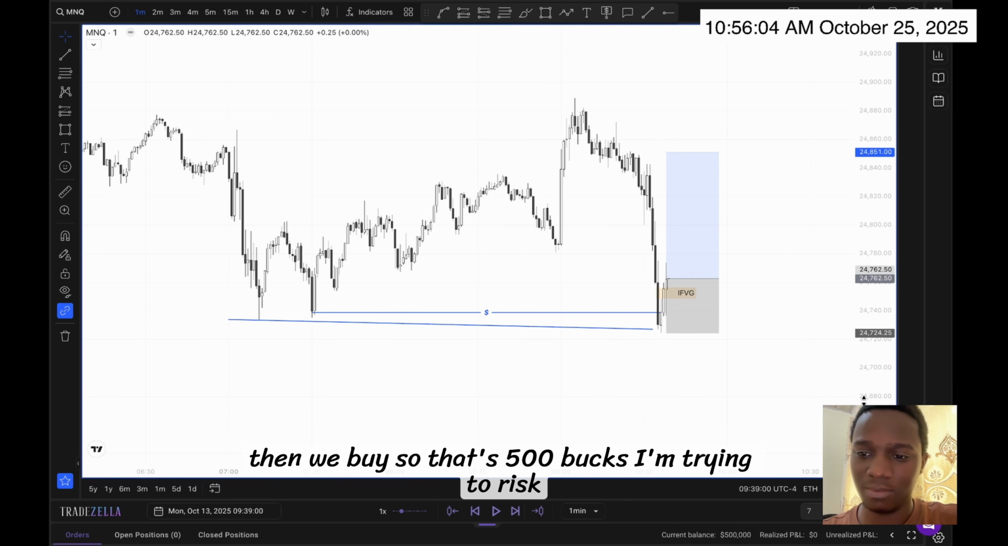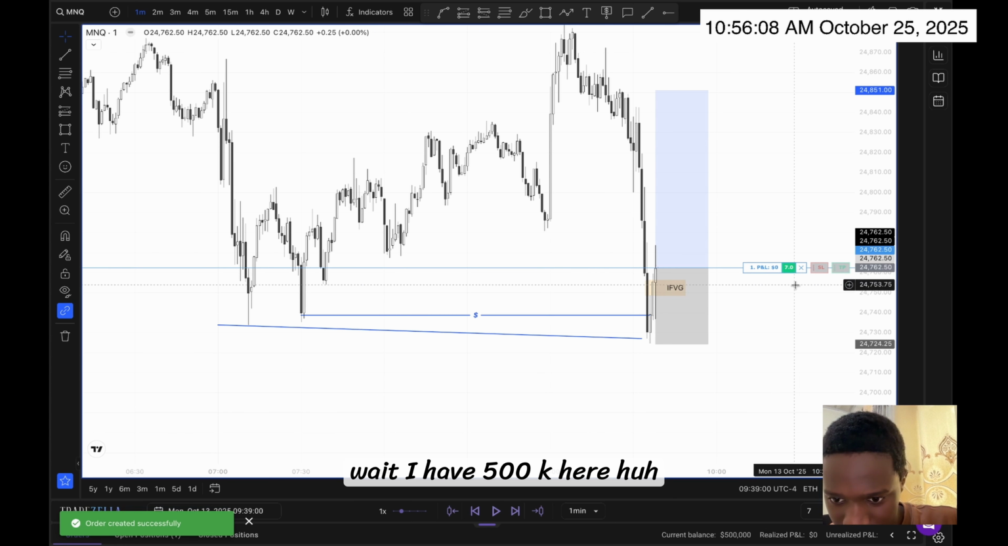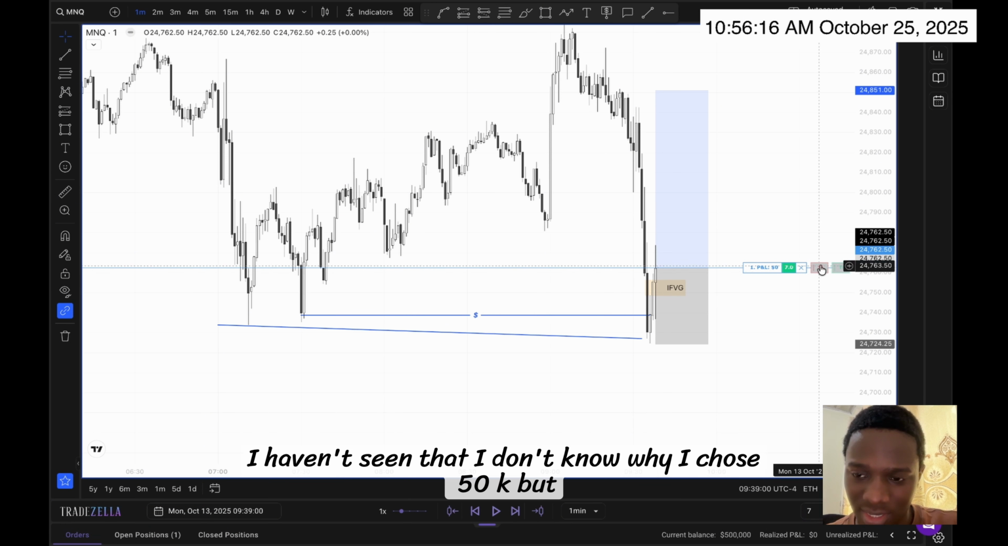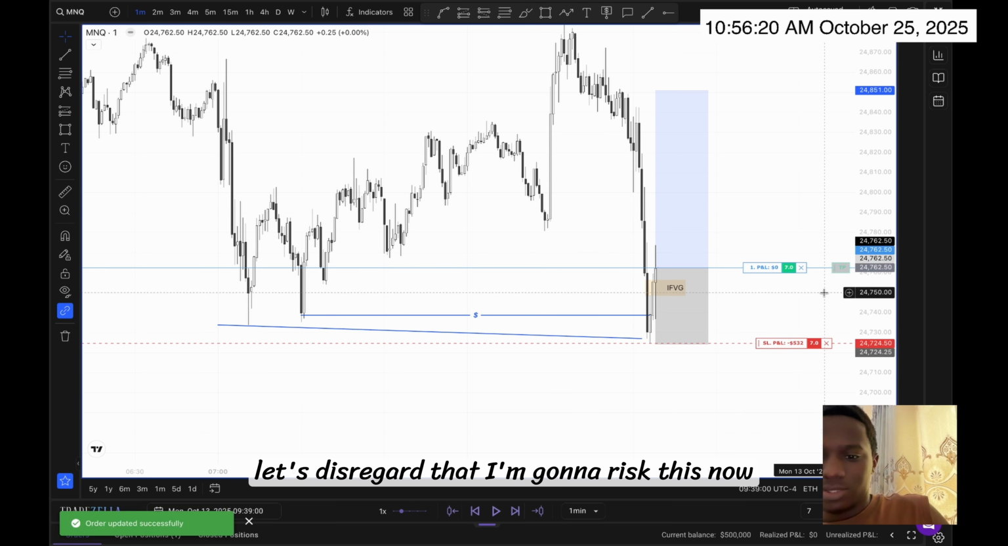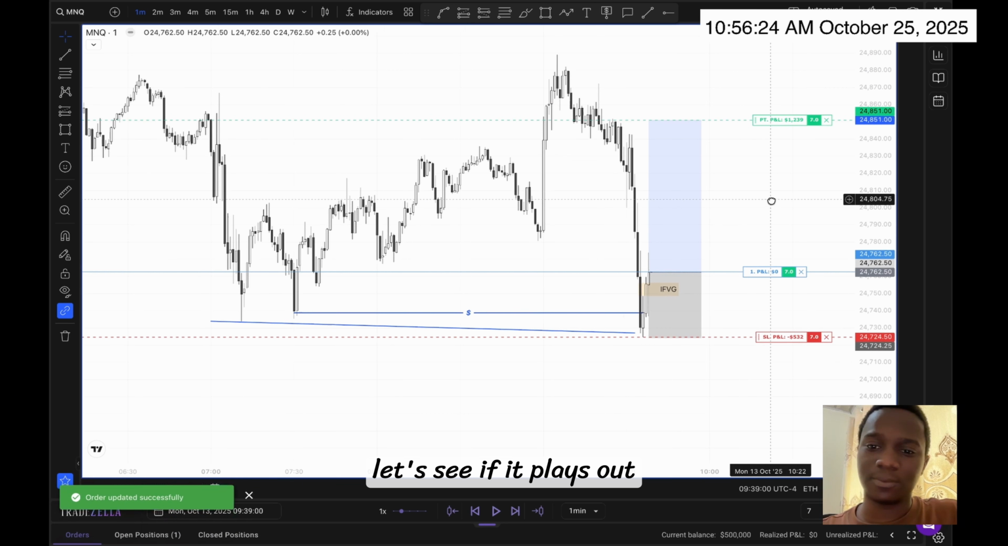So that's $500 I'm trying to risk. Wait, I have 500k here. Huh? I can actually take 70 instead. I hadn't seen that. I don't know why I chose 50k, but let's disregard that. I'm gonna risk this now. Let's see if it plays out.